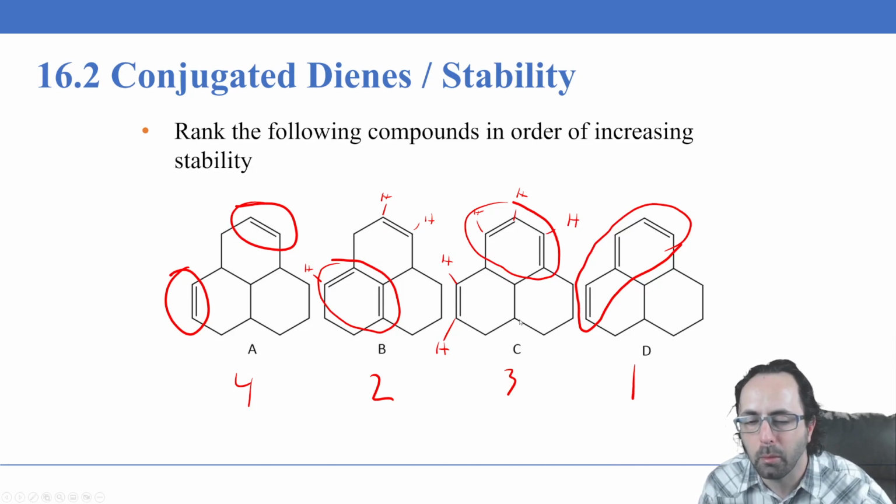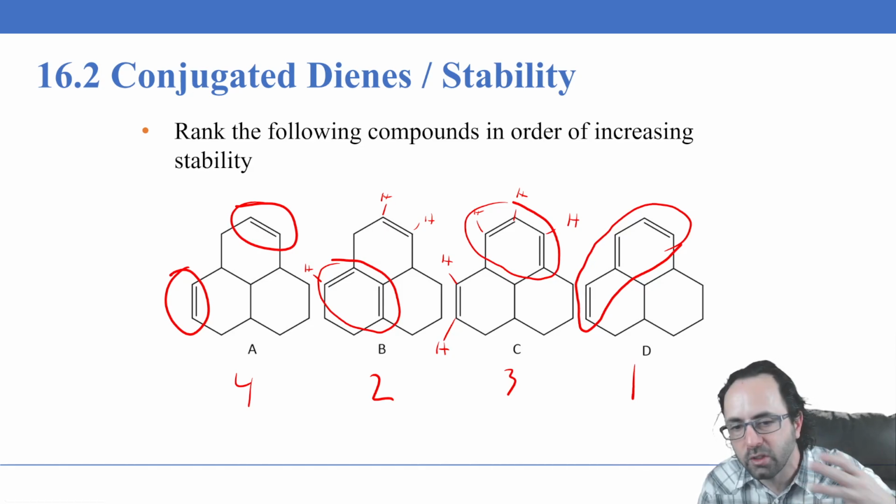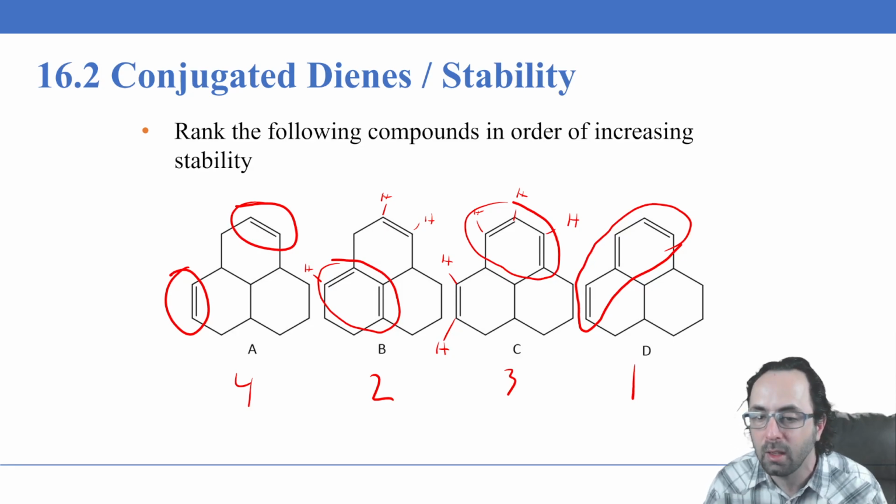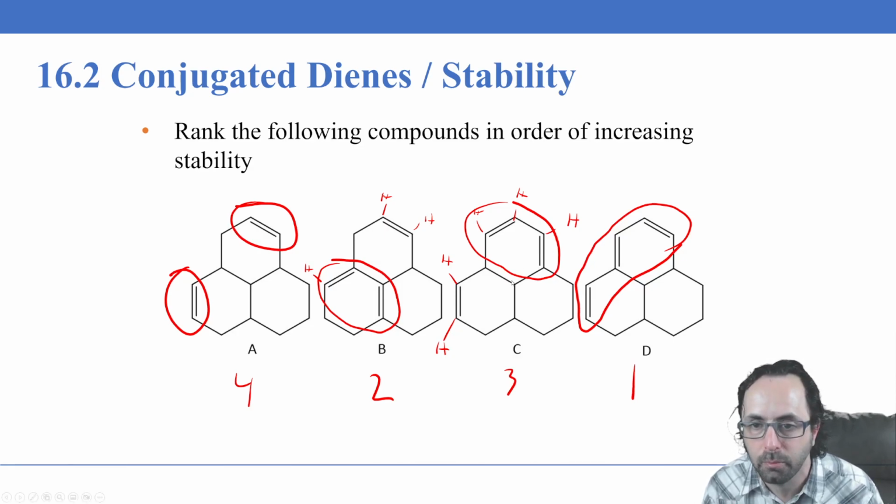And so remember those two key ideas. More stability for greater conjugation. Also more stability when pi bonds are more highly substituted, with more carbon atoms attached and fewer hydrogen atoms attached.